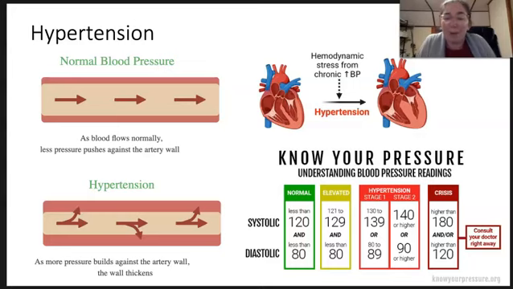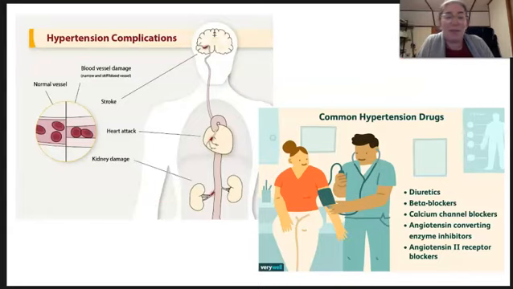So the problem with high blood pressure is it can damage all these other tissues. It can damage your blood vessels, which can lead to things like aneurysms, which we'll talk about. It can damage the heart, which can lead to heart failure, and it can also damage the kidneys. I guess I'm getting ahead of myself here. This is the slide. Hypertension complications: it causes a thickening of the blood vessels, which can cause aneurysm, which is the next slide.